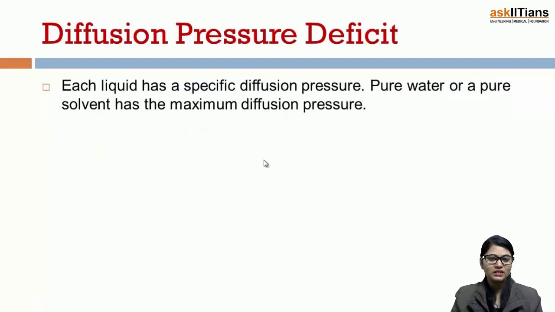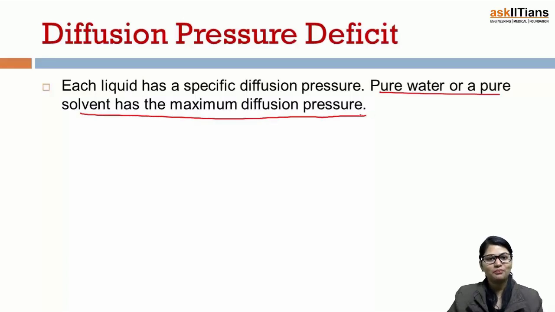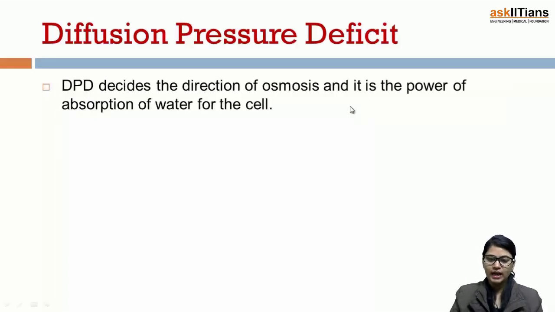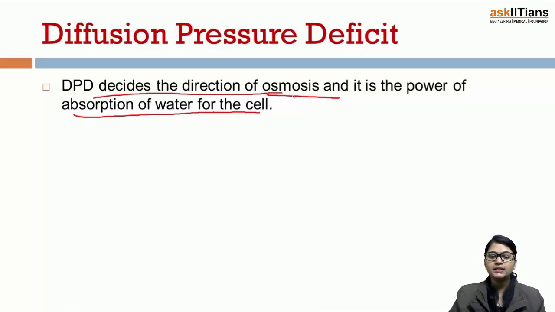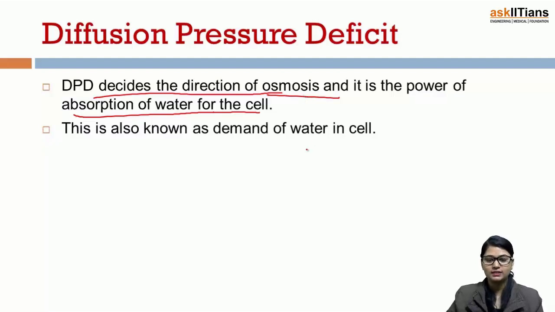Each liquid has a specific diffusion pressure. Pure water or pure solvent has maximum diffusion pressure. DPD decides the direction of osmosis and it is the power of absorption of water for the cell. This is also known as the demand of water in the cell. Important point, just mark it in your notebook.